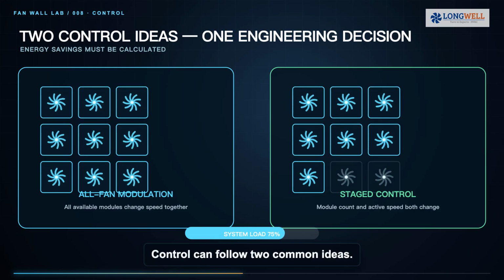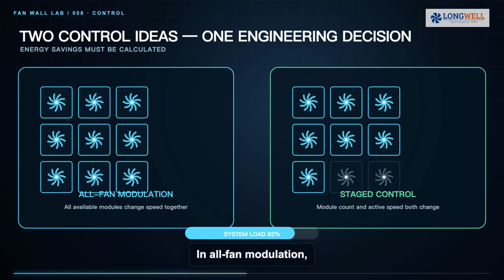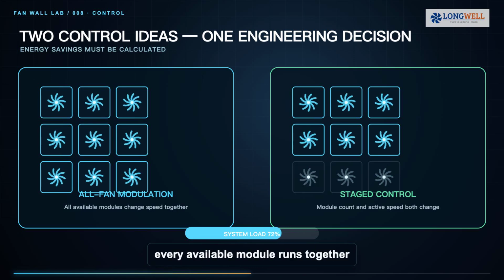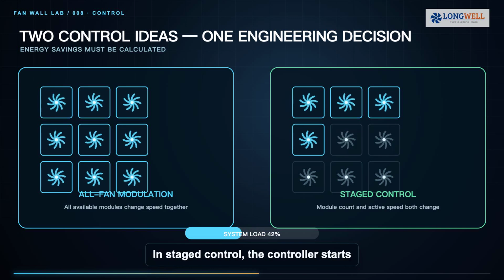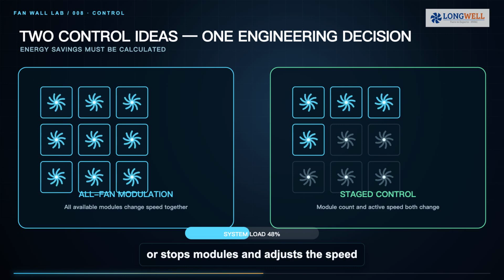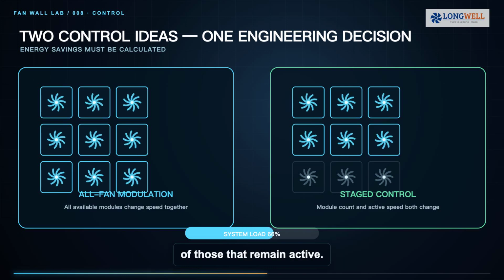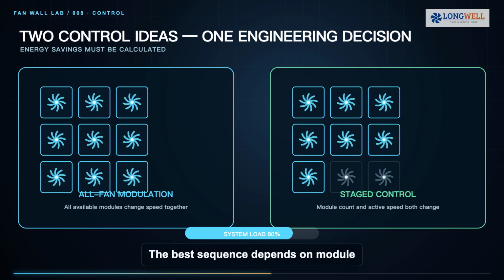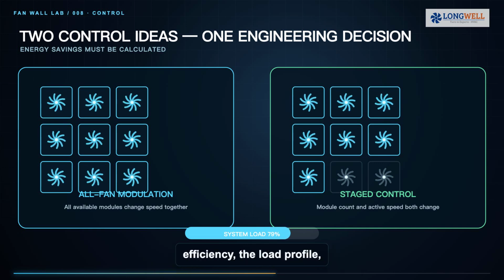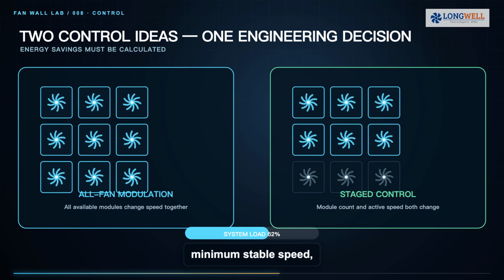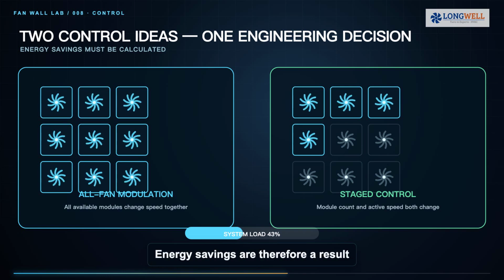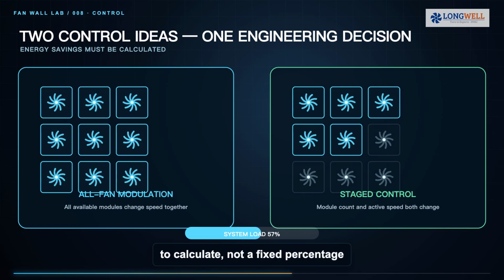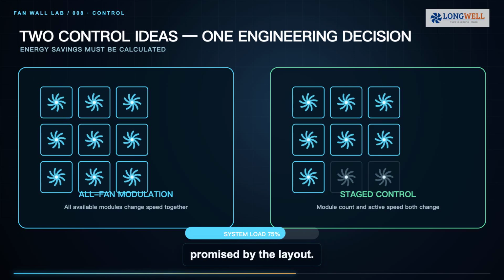Control can follow 2 common ideas. In all fan modulation, every available module runs together and changes speed with demand. In staged control, the controller starts or stops modules and adjusts the speed of those that remain active. The best sequence depends on module efficiency, the load profile, minimum stable speed, acoustics, and the required pressure. Energy savings are therefore a result to calculate, not a fixed percentage promised by the layout.